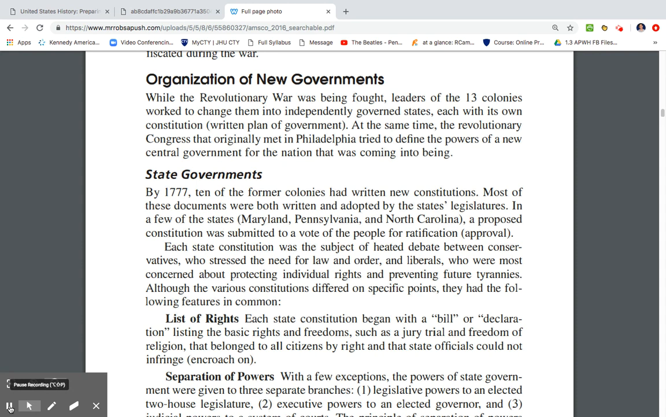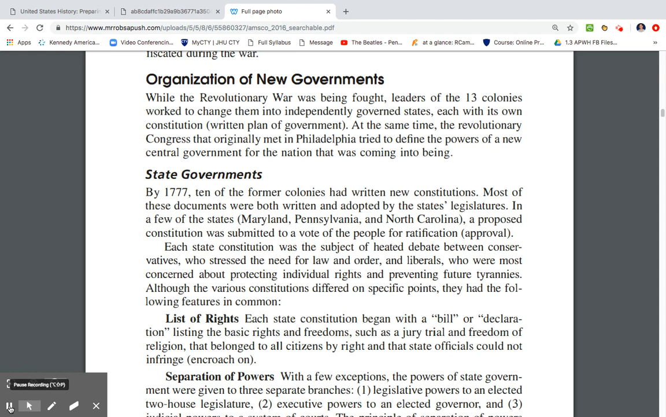While the Revolutionary War was being fought, leaders of the 13 colonies worked to change them into independently governed states, each with its own constitution, a written plan of government. At the time, the Revolutionary Congress that originally met in Philadelphia tried to define the powers of a new central government for the nation that was coming into being.